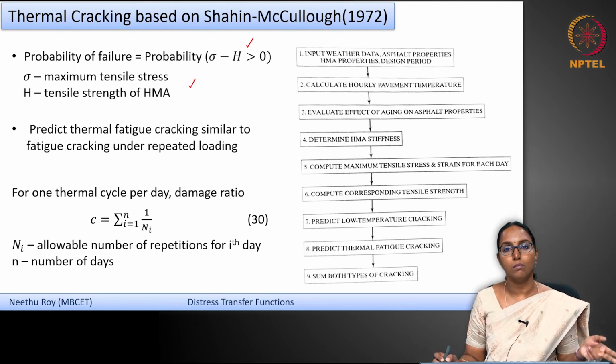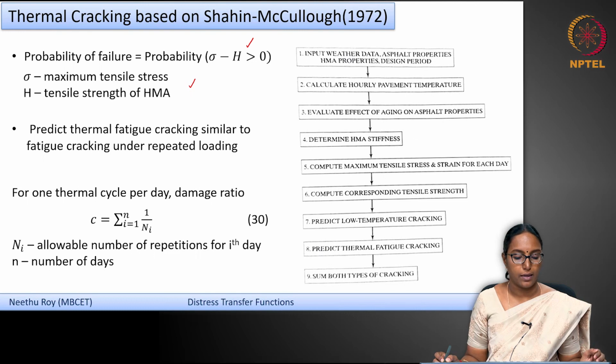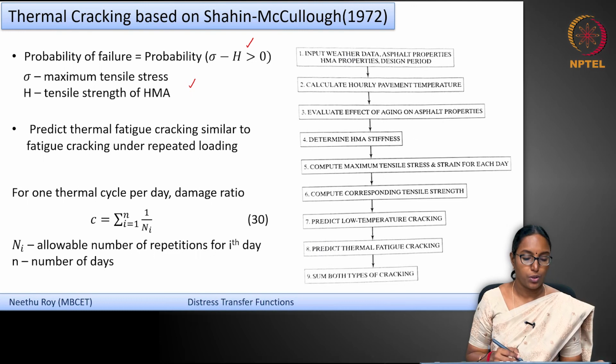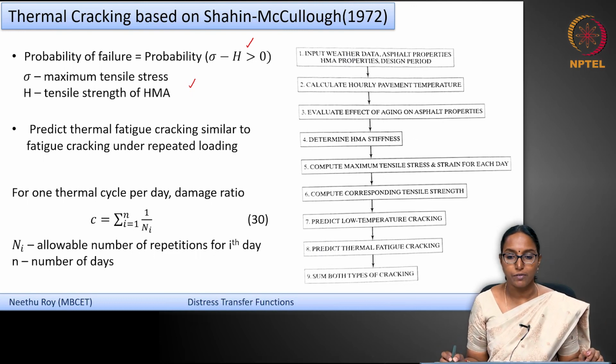Now, the next comes the thermal fatigue cracking approach. Since it is fatigue, this is done in a similar way as you find the fatigue cracking due to repeated loading. So here a similar model can be used, but for low temperature. For low temperature, the material moduli and the material relationships can be developed, and then based on that you can predict the fatigue life, and you can use an approach similar to Miner's approach to find the damage ratio. For each thermal cycle, what you are trying to find out is how much damage has occurred in the thermal cycle.